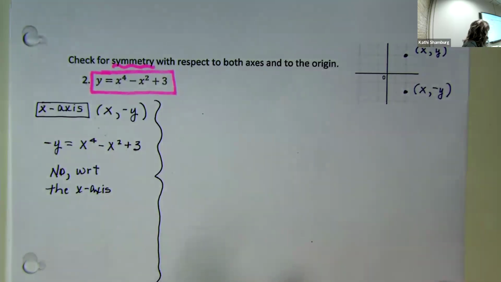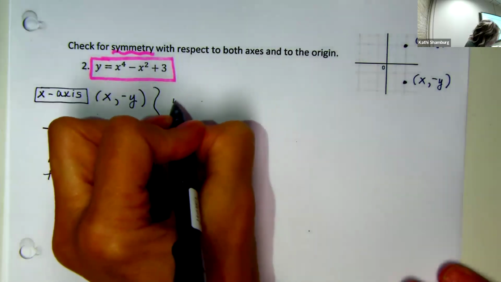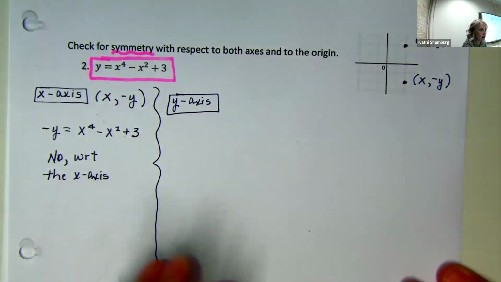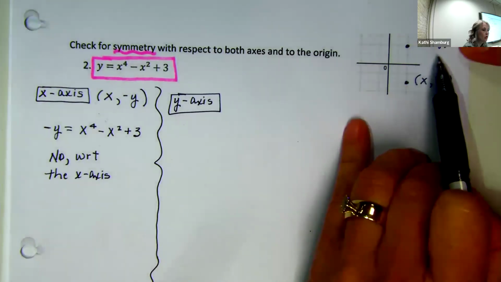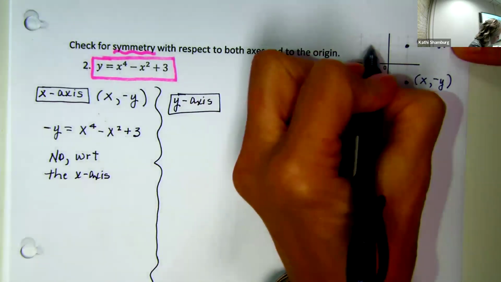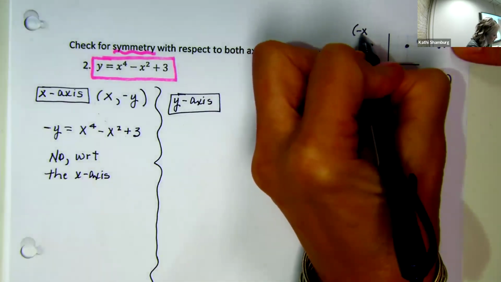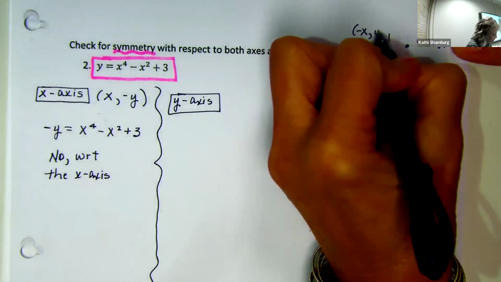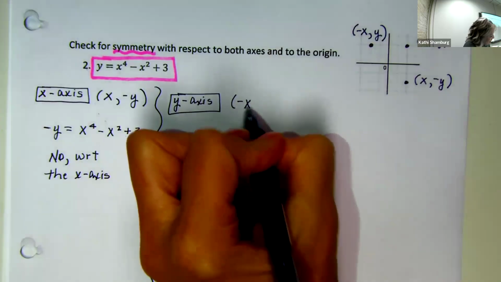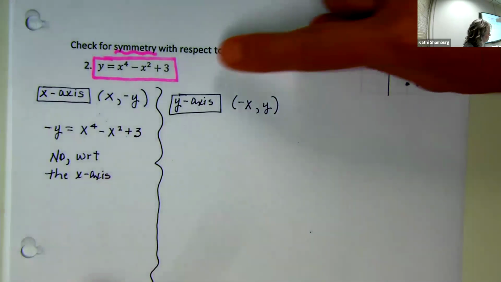All right, so now we're going to check for symmetry with respect to the y-axis. Here's my original ordered pair. Here's my y-axis. So if it has symmetry, then it would be this point right here, which would be the opposite of x and y. So for this point, we're going to substitute in negative x and y. So I'm going to substitute that back in.